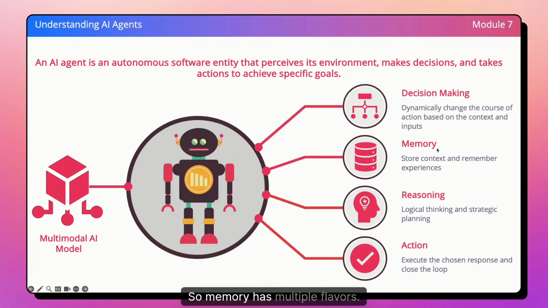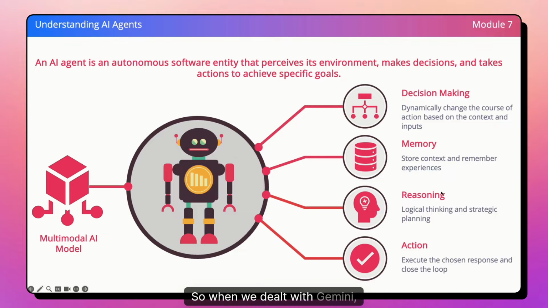And the second important building block of an agent is memory. So memory has multiple flavors. One could be short-term memory that is used by the agent as a scratchpad. The second is long-term memory, which is storing the summaries of conversations and context that it can retrieve when you are restarting a conversation. And then, of course, it does reasoning.